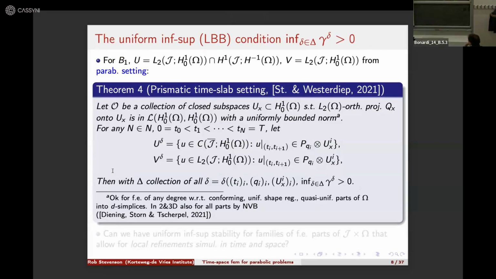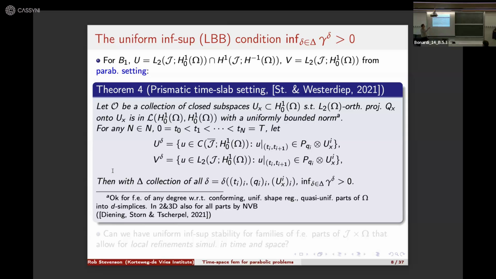And as I said, we can do it for a time slab setting. It's described more precisely here, but not completely for general meshes. But let me describe the time slab setting. This is a bit technical slide, but I take for you trial functions which are continuous in time, and on each time interval they are a polynomial in time times a finite element space in space. So you take continuous in time, on each time interval it's a tensor product of a polynomial in time and a finite element space in space.